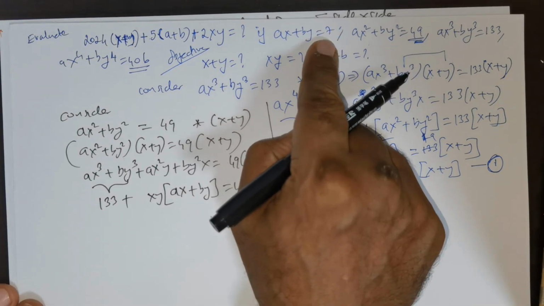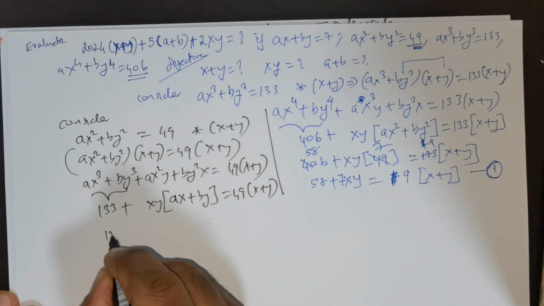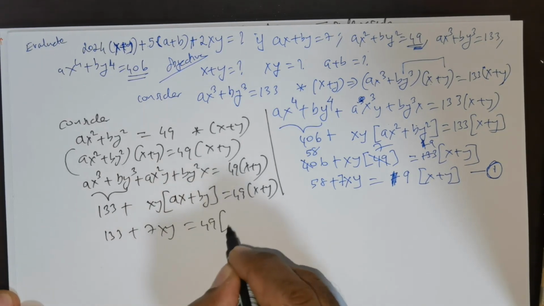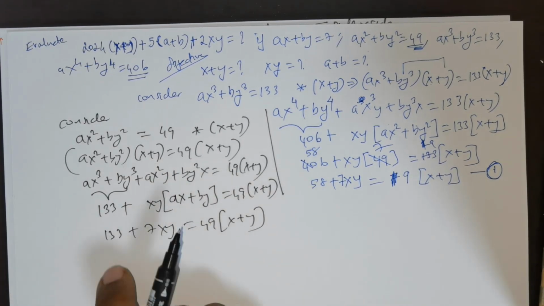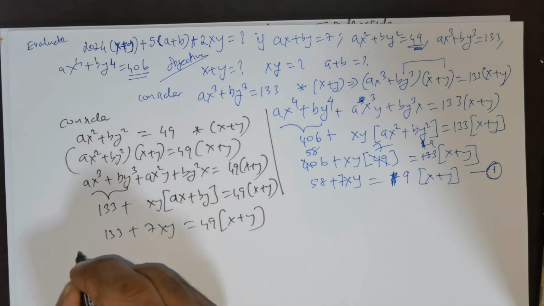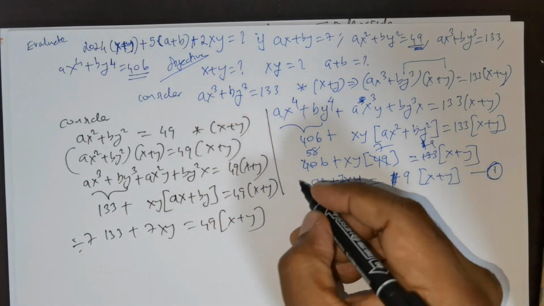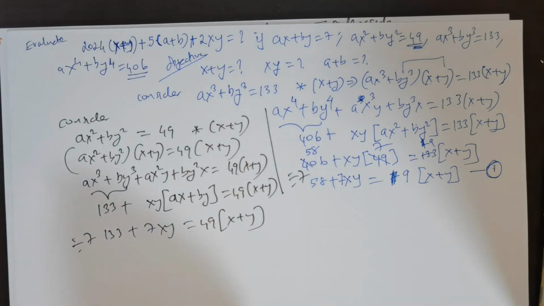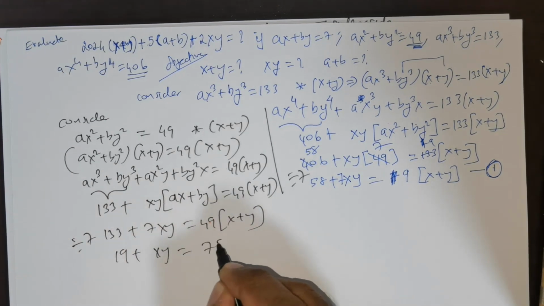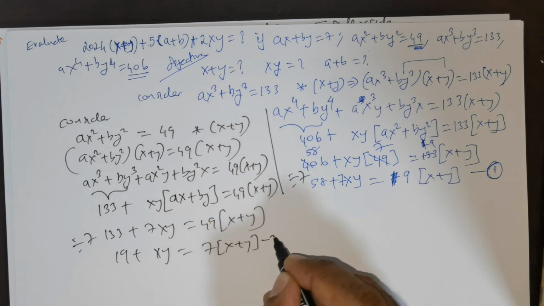7, right? Substitute that. So it's 133 plus 7 times xy is equal to 49 times (x plus y). Now if I can reduce by 7 here, dividing by 7, here also I have divided by 7. This will give me 19 plus xy is equal to 7 times (x plus y). I am taking it as 2.